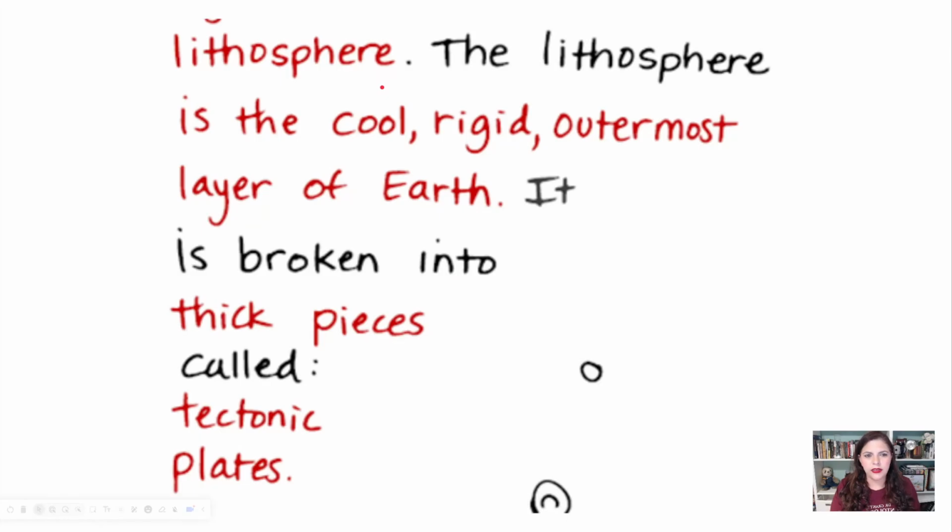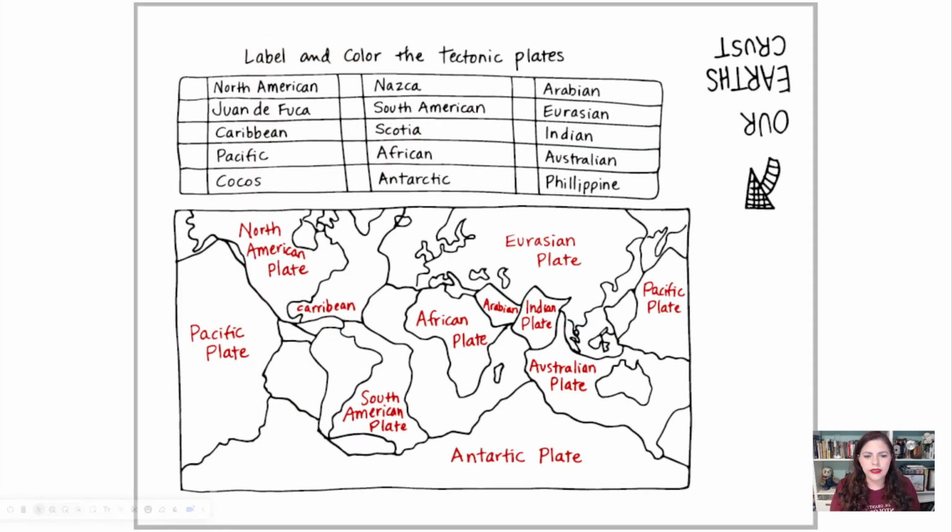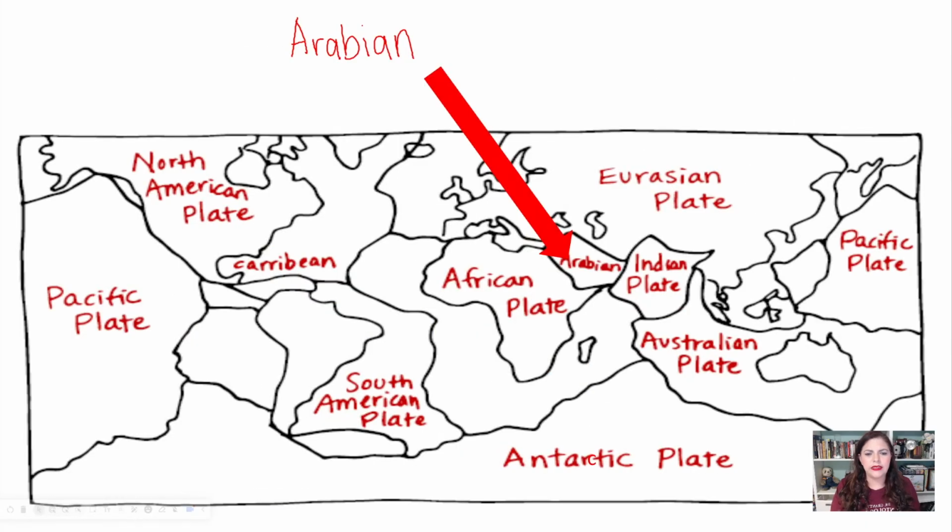So make sure that you pause and copy this, right? The lithosphere is the cool, rigid outermost layer of Earth, right? It is broken into thick pieces called tectonic plates, and the plates are what's moving. Here is a map. I'm gonna make it a little bit bigger so that you can see what all the different parts are, and I want you to go ahead and label this in your notes. So go ahead and push pause.